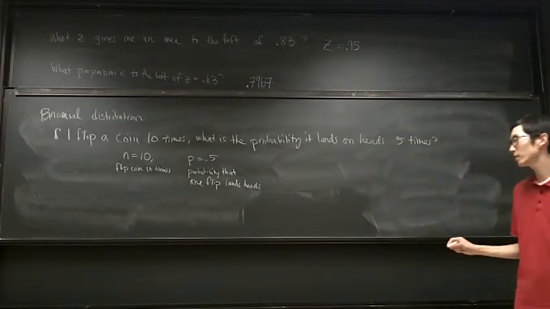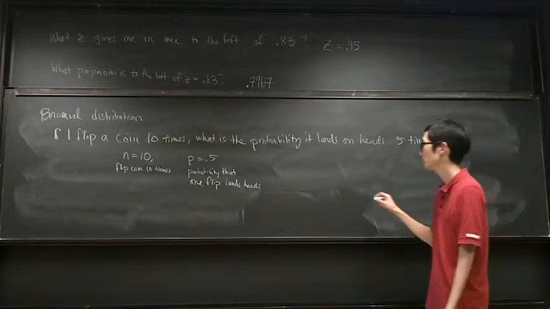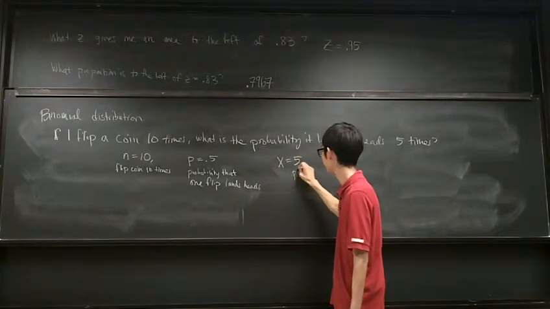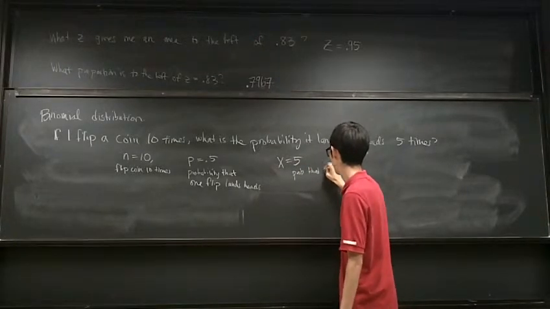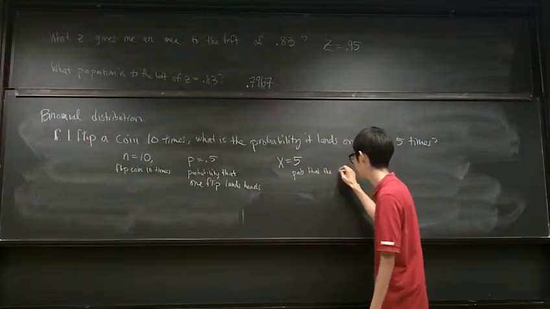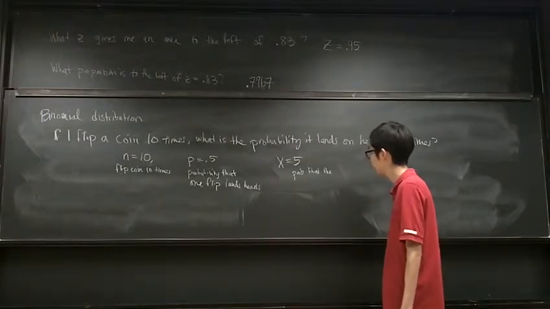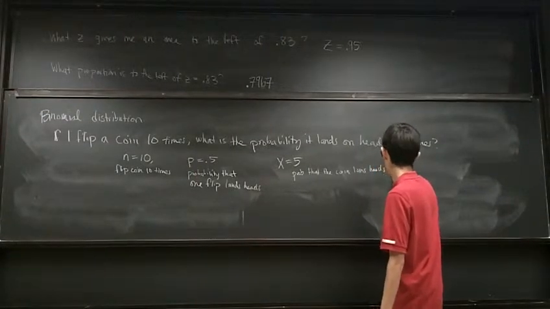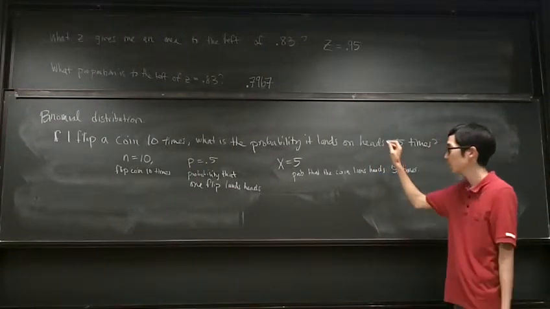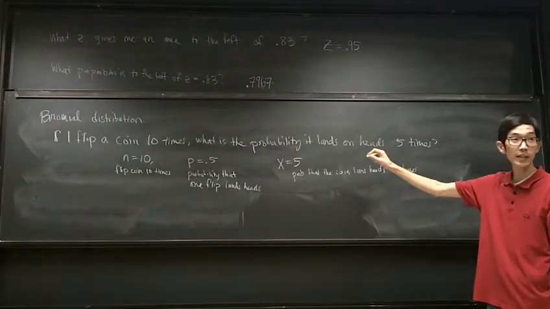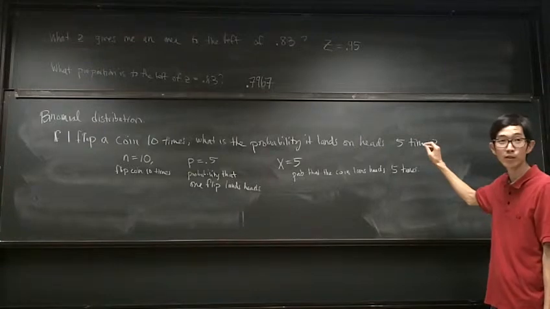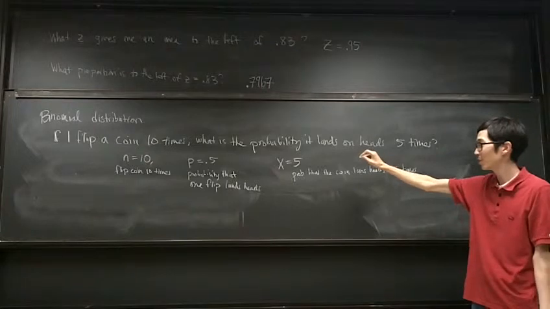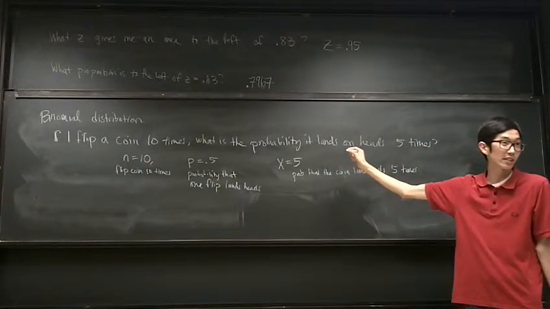And how many heads am I looking for? I'm looking for exactly 5 heads. This is the probability that the coin lands heads exactly 5 times. Okay, so I have n, p, x. N is 10, p is 0.5, and x is 5. Alright, is that okay with everyone? All I've done is assign letters and numbers to what this question is asking.